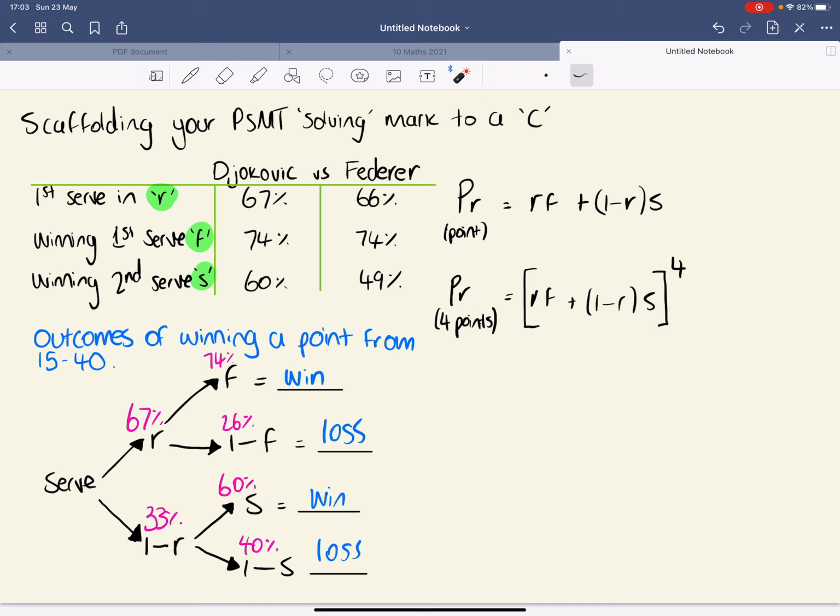You could win your way to deuce and then go back and forth with Djokovic and Federer going back and forth between ad and deuce, and that's a little bit more complex. So that would garner a higher mark. But I'm just scaffolding the basic, if you can get to this point, and then you can substitute the numbers into R and F, and then 1 minus R and S, which we've got in our model, and then raise it to the power of 4, and then actually get a probability as an answer, then that will garner you a C. You'll get a C for the solving aspect of this PSMT. And that's how I've scaffolded you.